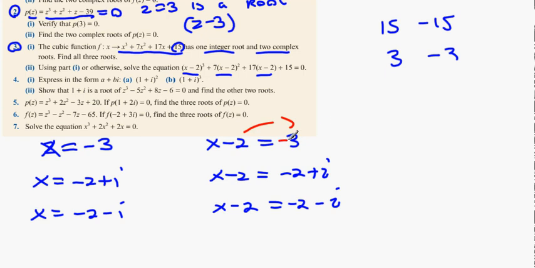So what happens is, bring the minus 2 over. That was minus 3, excuse me. So x equals minus 3, bring the minus 2 over, comes a plus 2, then we have the answer x equals minus 1. The next one we're going to have is that the minus 2's cancel and x equals i. And then the last answer is that the minus 2's cancel and x equals minus i.